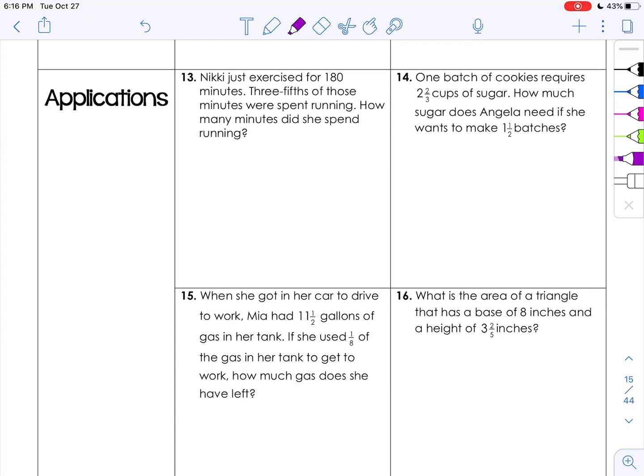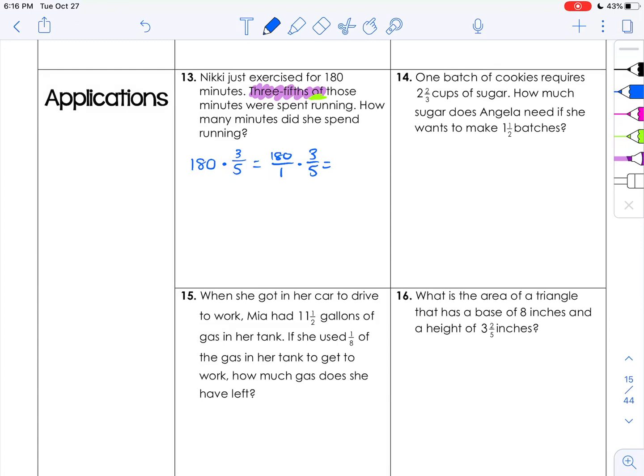Number 13. Nikki just exercised for 180 minutes. 3/5 of those minutes were spent running. How many minutes did she spend running? When we're reading this problem and we see 3/5 of, that word of is very important. That word of tells us that we are multiplying. We're multiplying 180 times 3/5. So like in the problem we looked at above, we want to change 180 to 180 over 1 times 3/5.